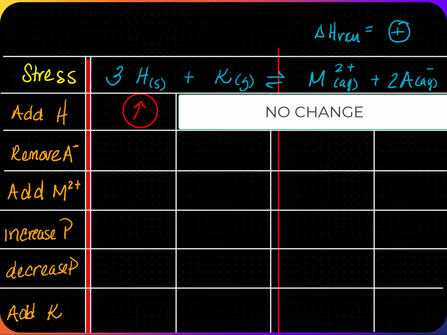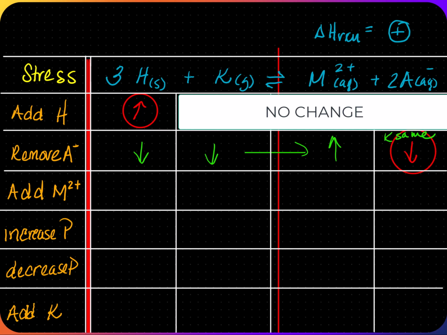If I remove A minus, my concentration of A is going to decrease. To relieve the stress, I need to produce more A. To do that, I need to shift towards A. So I'm going to shift towards the product. M2 plus is going to increase. My K and H are going to decrease. My K remains the same here.